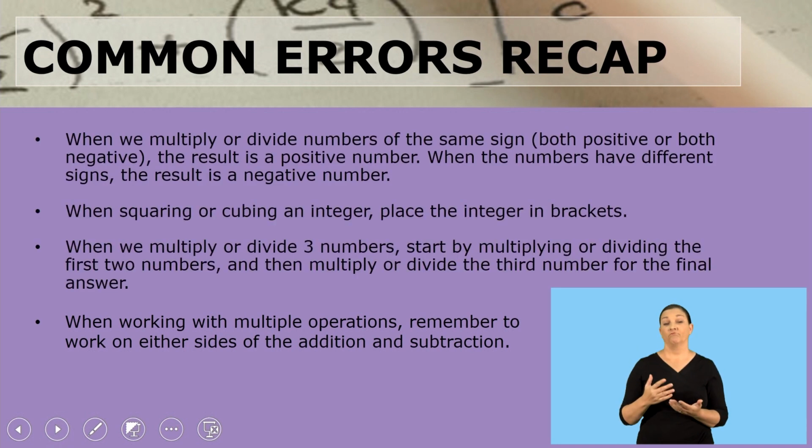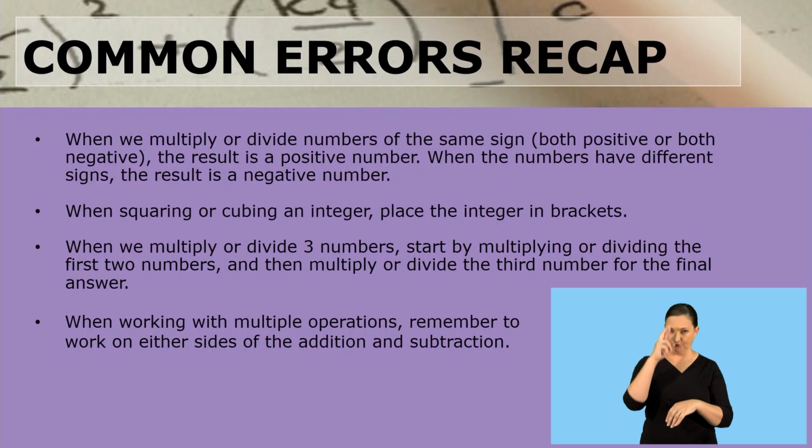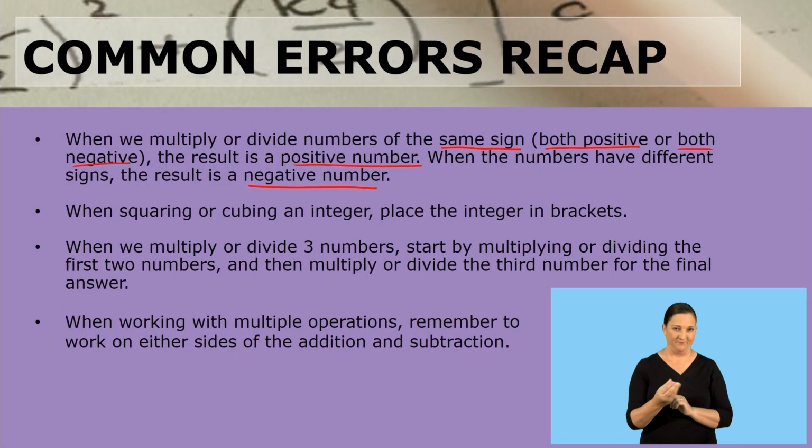So, some things that you need to remember when you are working with the multiplication and division of integers. When we multiply or divide numbers of the same sign, that means they are both positive or they are both negative, then the result is a positive number, right? When the numbers have different signs, in other words, when one is positive and the other is negative, then the result is a negative number.